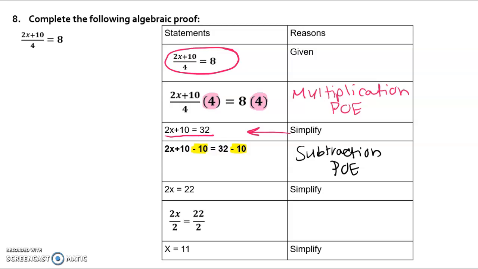Then my last step, in order to get my x by itself, I need to divide both sides by 2, so when I simplify, I get my answer of x equals 11. So this would be my division property of equality.